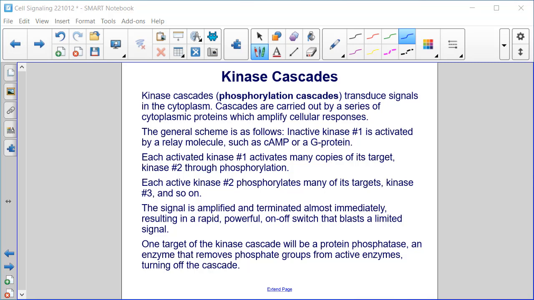Each activated kinase number 1 activates many copies of its target, kinase number 2, through phosphorylation. Each active kinase number 2 phosphorylates many of its targets, kinase number 3, and so on. The signal is amplified and terminated almost immediately, resulting in a rapid, powerful on-off switch that blasts a limited signal. One target of the kinase cascade will be a protein phosphatase, an enzyme that removes the phosphate groups from active enzymes, turning off the cascade.